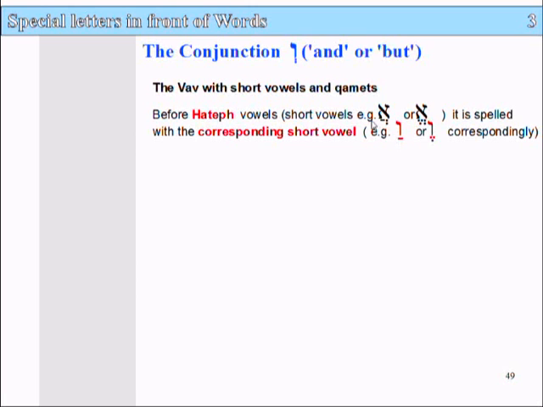So if we have a vav in front of a word beginning with a patach hatuf, then we spell the word with the vav in front of it with a patach. And if it's got a segol hatuf at the front of the word, then the vav that's put in front of that has a segol in it. So let's have a look at an example.